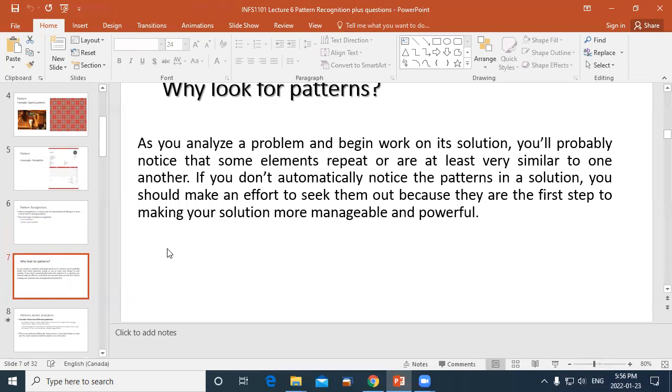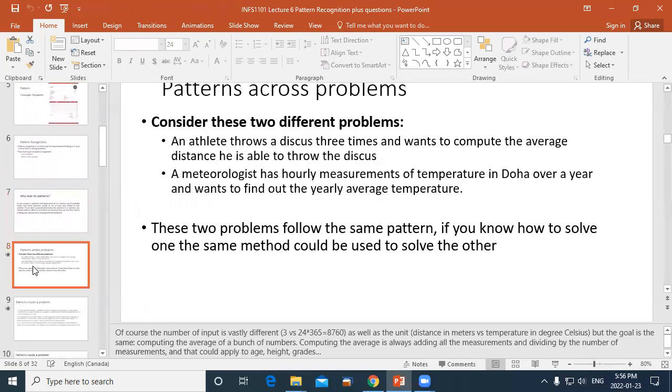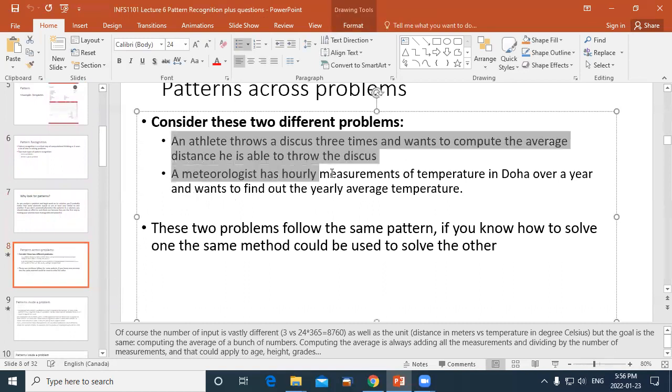Automatically notice patterns. If we see a pattern, it will be easier to come up with a solution. Here are the two different issues that I mentioned. The athlete wants to get an average of how far they threw the discus, and the meteorologist, who is a weather person, wants to have the average of the temperatures.